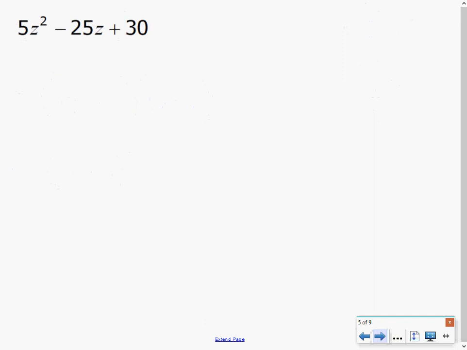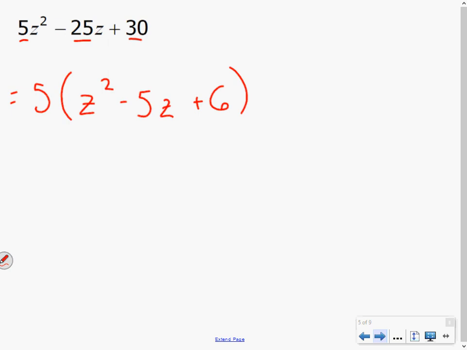Now this time, I notice that I have 3 terms, so it's a trinomial, but my leading coefficient isn't a 1. So what I'm going to try is, I want to see if I can factor out a GCF here. And I notice that with all of my numbers, I can factor out a 5. So I'm going to factor out a 5 and see what I'm left with. Okay, so here's what I get. So what I'm going to do now is I'm going to look at what's left over inside of the parentheses here. I notice it's a trinomial.